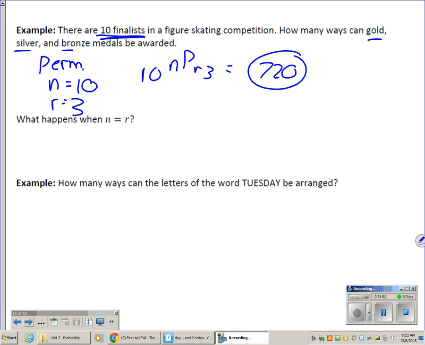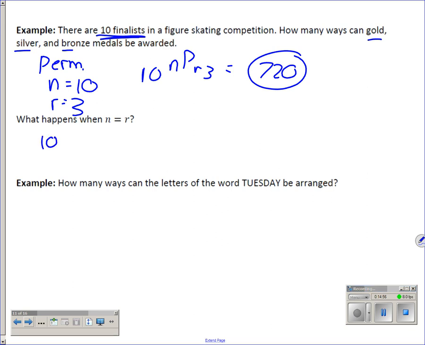We're arranging everything. For this particular example, that would be taking your 10 finalists and arranging all 10 of them, giving them gold, silver, bronze, blue. I don't know what colors go after that. Platinum probably goes before gold. All right, but let's think about what that means.